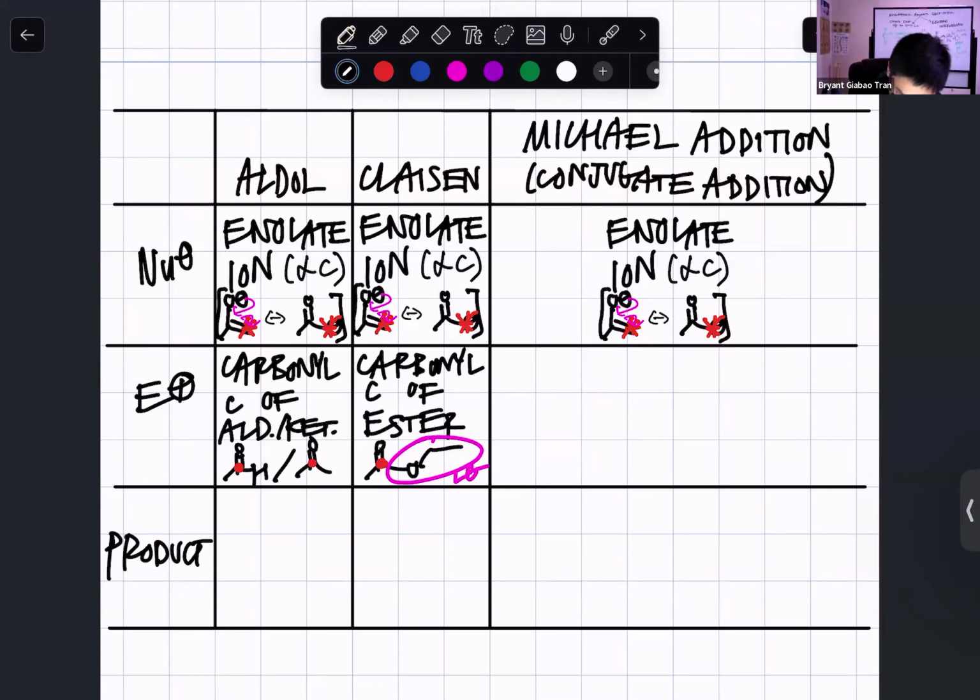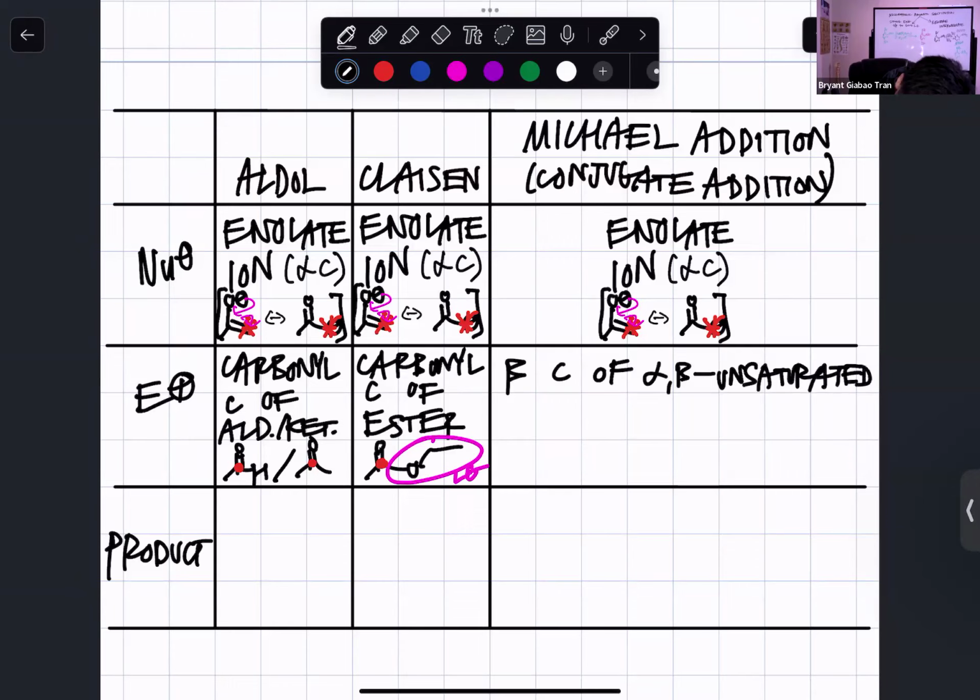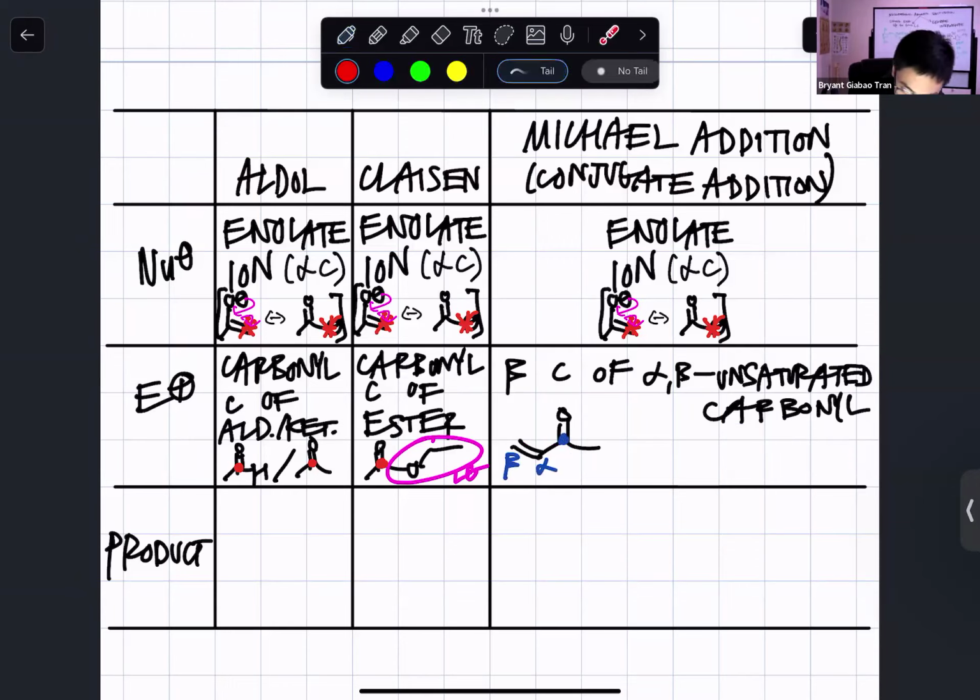For Michael addition, the electrophile is going to be the beta carbon of an alpha beta unsaturated carbonyl. You know that you're going to have a Michael addition whenever you have a structure like this, with an alkene next to a carbonyl. This is the carbonyl carbon, this is the alpha carbon, there's a beta carbon right there. There's a double bond between the alpha and beta carbon, or an unsaturation between them, which is why we call this an alpha beta unsaturated carbonyl.